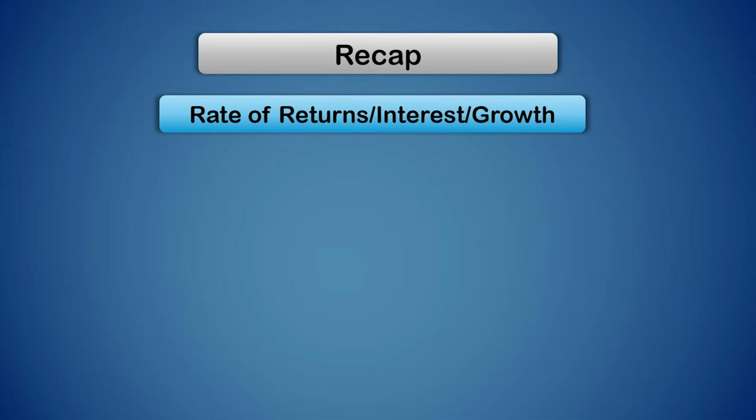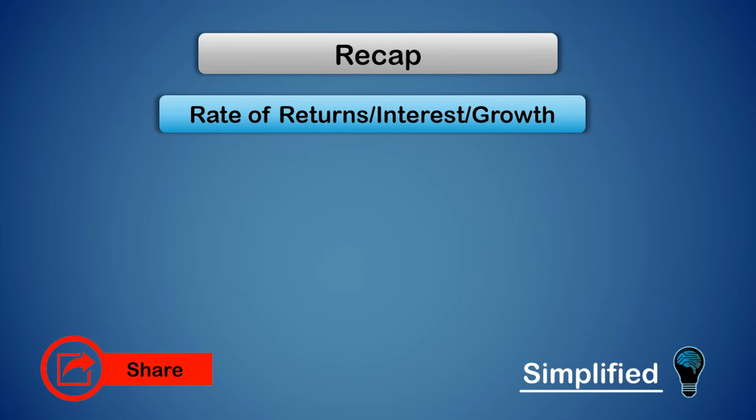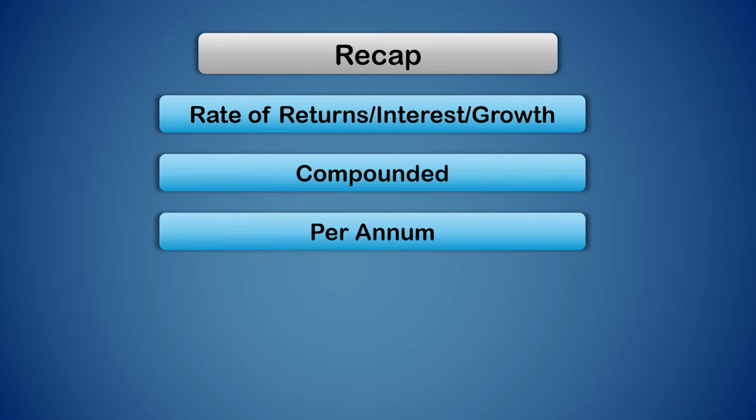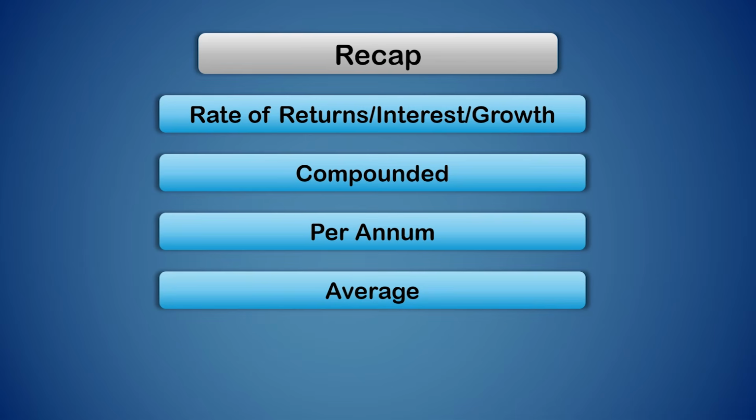So to summarize, IRR is the rate of growth. It can also be called rate of returns or rate of interest you earn. IRR is always compound interest or compound growth and never simple interest or simple growth. IRR is the per annum growth and not the total growth. And finally, IRR is the average growth, which means that even though the real growth may be different each year, we will find an equivalent single number which will amount to the same total growth.